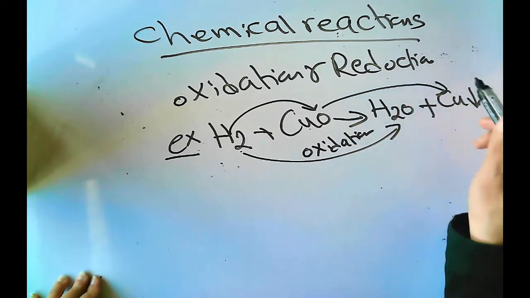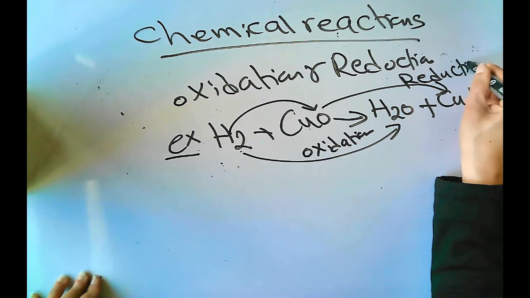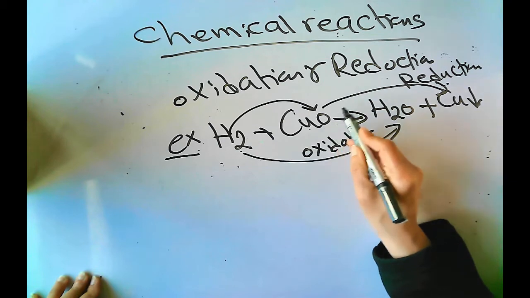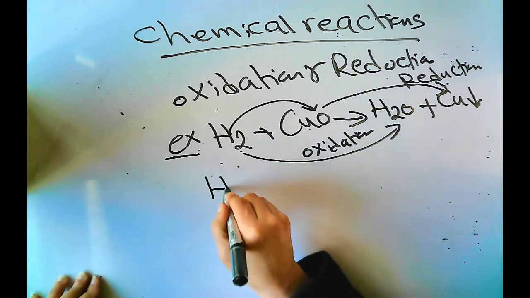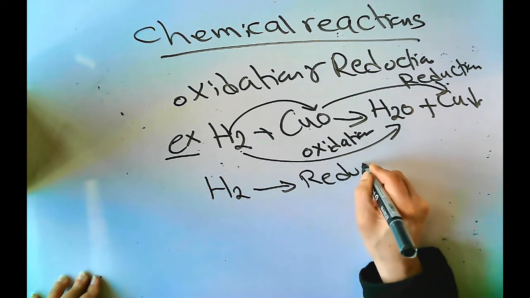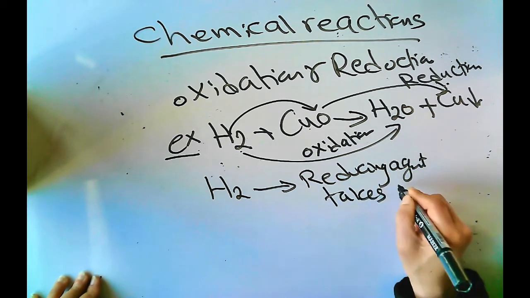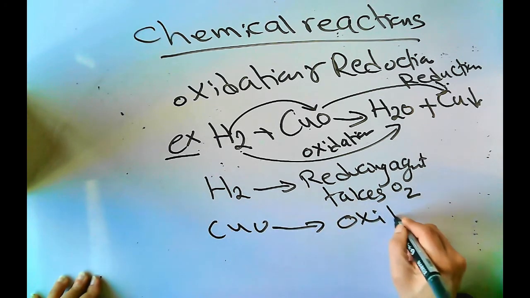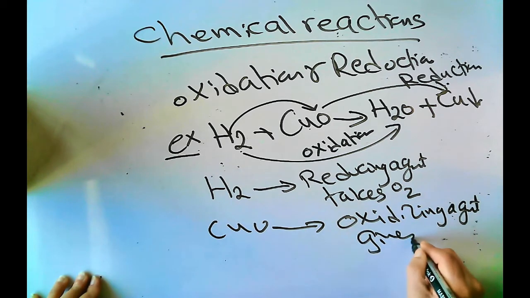CuO is converted to Cu. This process is known as reduction. Reduction is a process in which oxygen decreases or hydrogen increases. Hydrogen is known as reducing agent as it takes oxygen, while copper oxide is known as oxidizing agent as it gives oxygen.